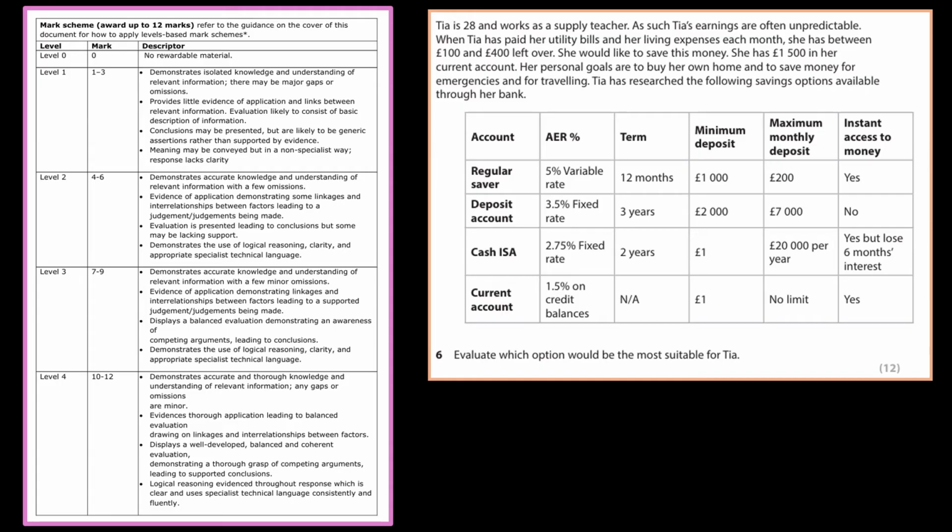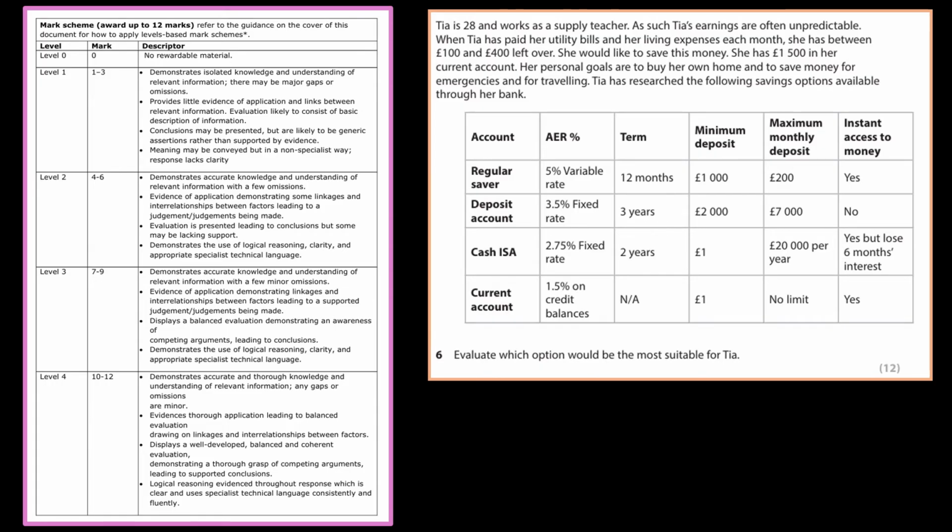So basically what that means is that you could argue, you should say, well, I think the regular saver is more suitable for Tia because it has a higher rate of interest, it's only a minimum deposit, and she already has £1,500 in her account. The maximum monthly deposit is £200, and that fits in roughly with what her money is that she has left over each month, and she wouldn't necessarily want to put all of her money into the regular saver, and if she had any emergencies she could have access to her money. So you can kind of see the picture I'm trying to paint.